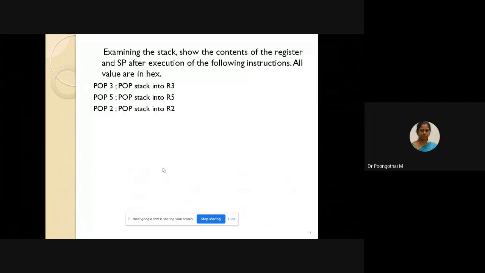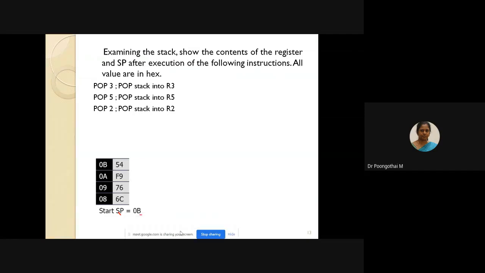So next one is related to pop instruction. The first instruction given here is pop 3, next pop 5, pop 2. What is this 3 here? 3 is your R3, 5 is R5, 2 is R2, okay? So examine the stack, show the content of register and stack pointer after execution of the following instructions. All the values are in hex, okay? So before execution, your stack pointer is pointing to 0B.